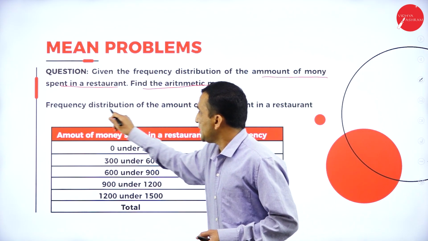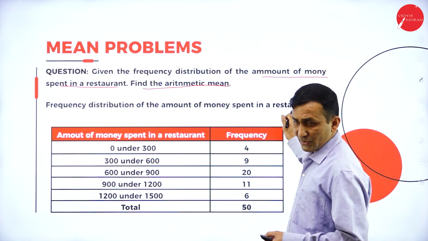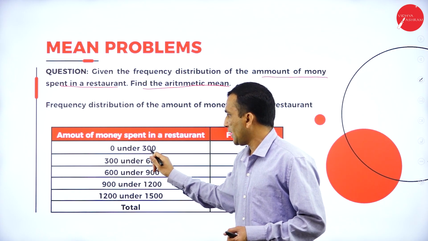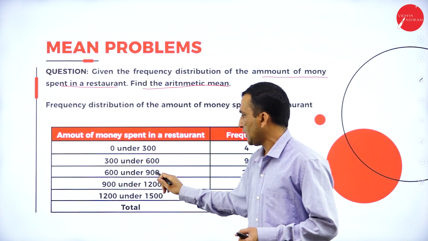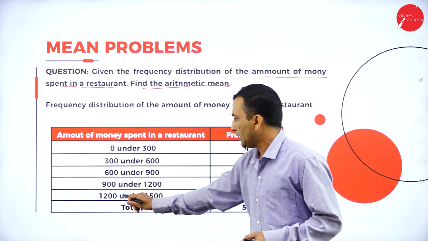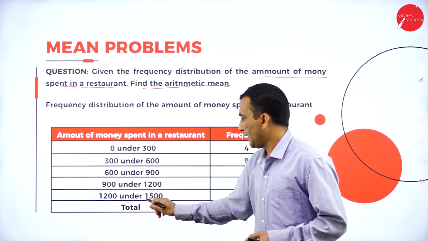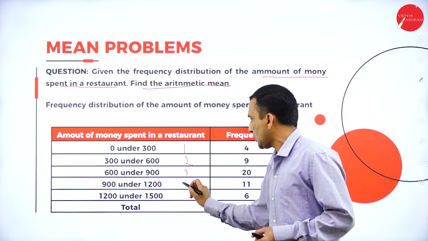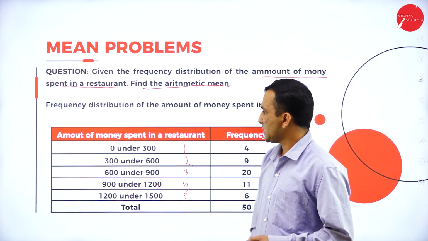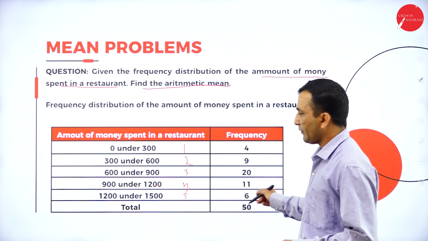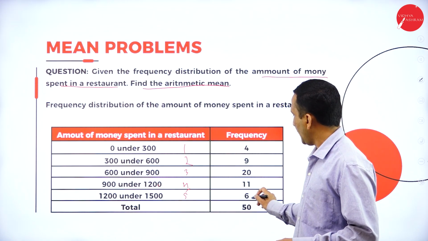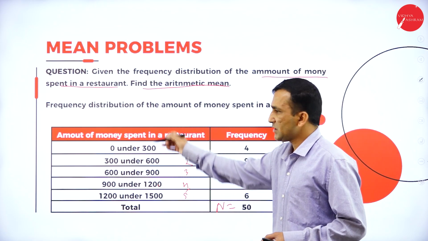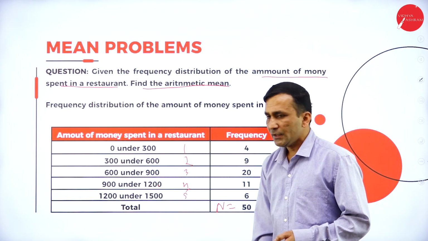So here is the frequency distribution of the amount of money spent in a restaurant. The set of data given is 0 under 300, 300 under 600, 600 under 900, 900 under 1200, 1200 under 1500. There are five classes of class intervals given. The respective frequencies are also given in the question: 4, 9, 20, 11, 6. If you add them together, you get 50. This is the question I have specified in the coming slide.